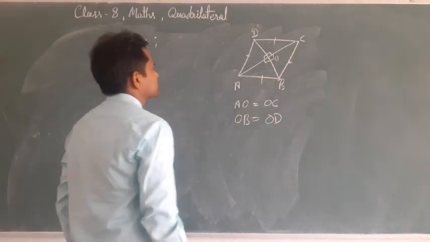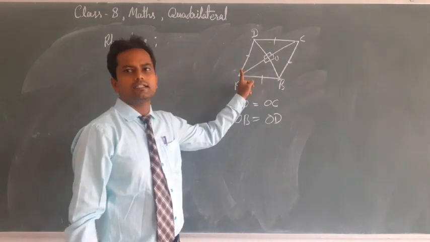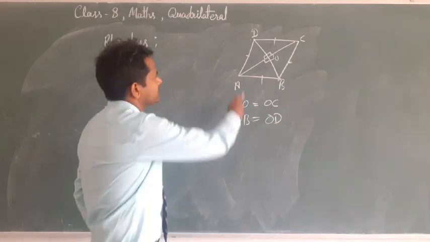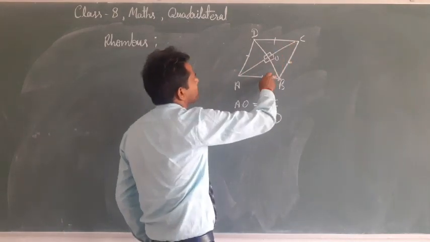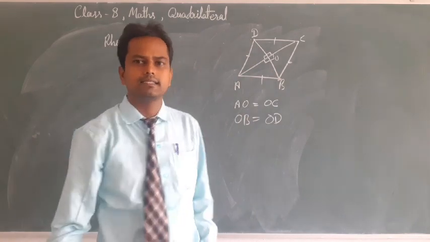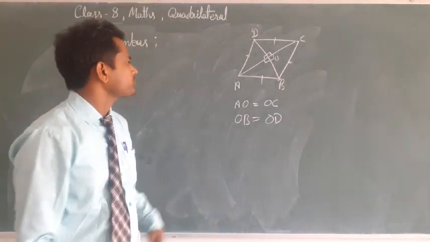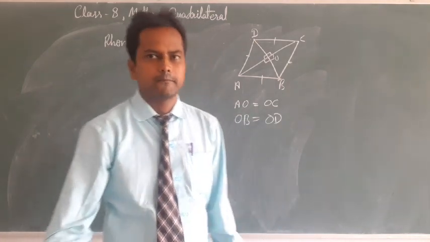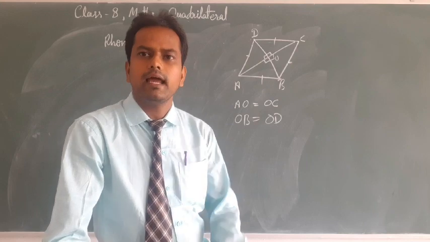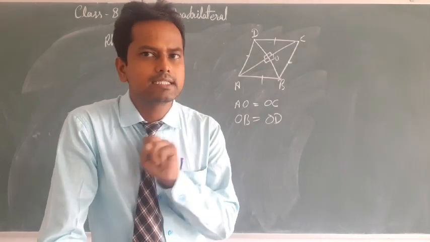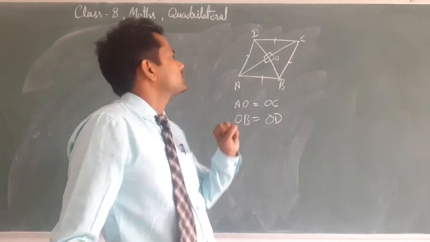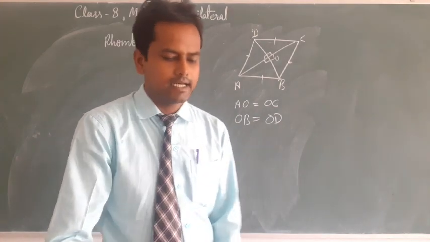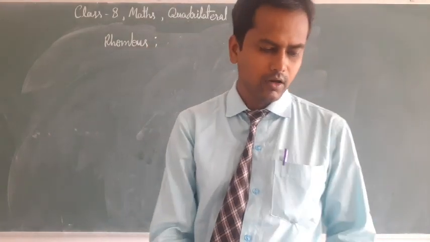Now we will understand its angles. Always remember, opposite angles are equal. It means angle A is equal to angle C and angle B is equal to angle D, same as in a parallelogram. So that's all about rhombus. In a rhombus, all sides are equal and opposite sides are parallel to each other. Third, the diagonals of a rhombus bisect each other at right angles. Got it?